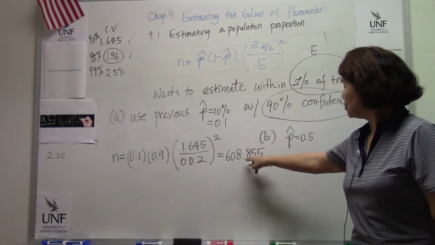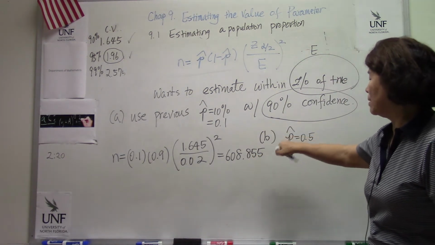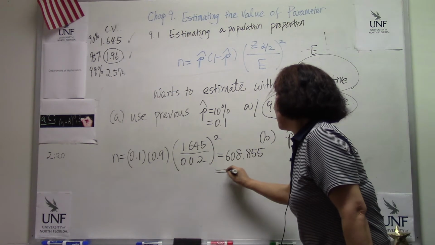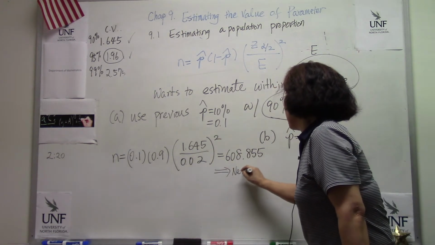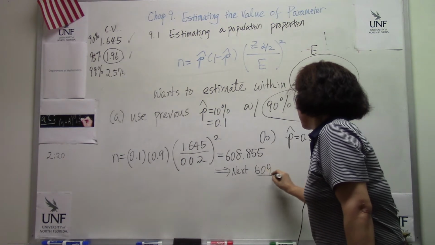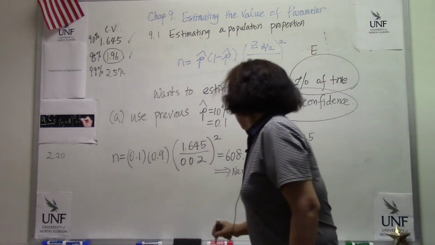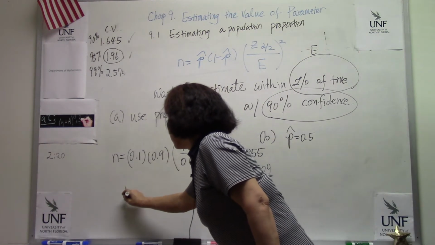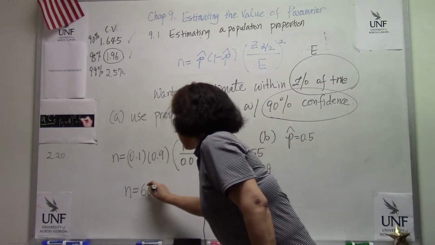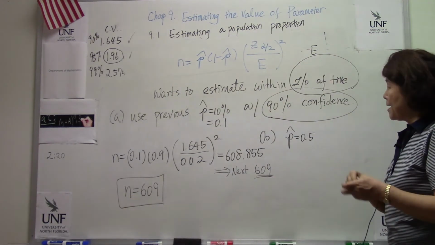Regardless of what the decimal portion is, it doesn't matter. Always you go to the next, which is what? 609. So in order to achieve this goal, the economist must choose the sample size of 609. Okay?